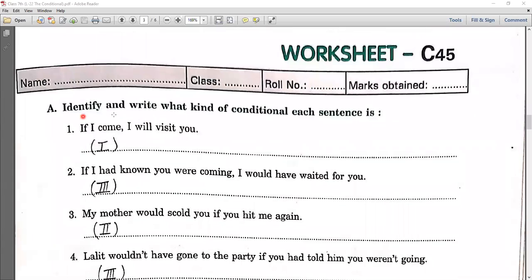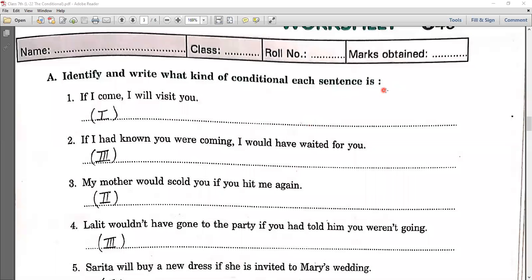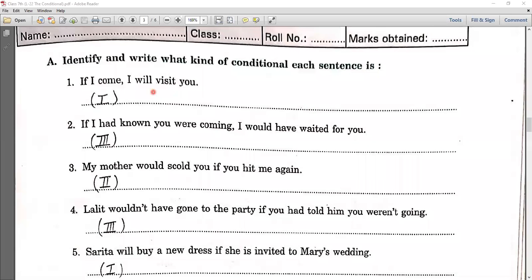Identify and write what kind of conditional each sentence is. Now you have to reply which type it is, first, second, or third conditional sentence. Okay. If I come, I will visit. If I come is simple present. In the if clause, come is simple present, and there is will. So basically this is the rule of first conditional sentence.